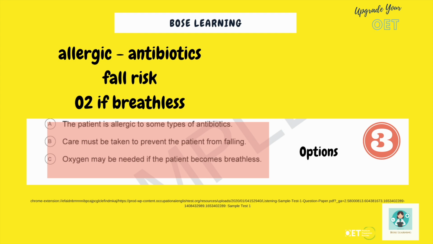Then, once you've looked at the question itself, look at your options and try and select the keywords, but just be careful of these keywords. I'll tell you why in a moment, but do try and understand them. The patient is allergic to some types of antibiotics, so you can make notes or you can just underline allergic to antibiotics, only some kinds. So the patient is a fall risk, prevent the patient from falling, care must be taken, or oxygen can be provided if the patient becomes breathless.